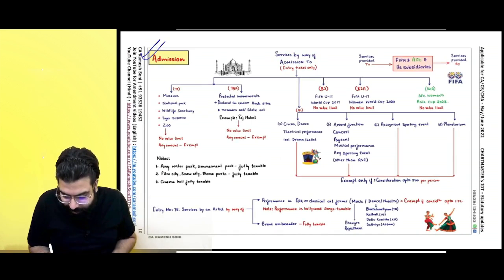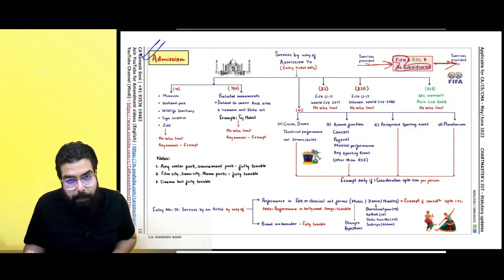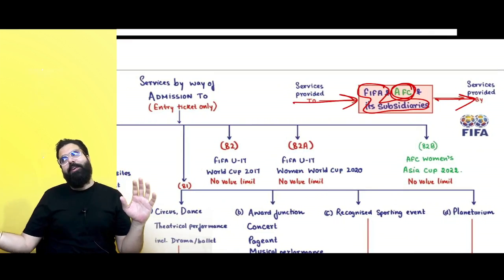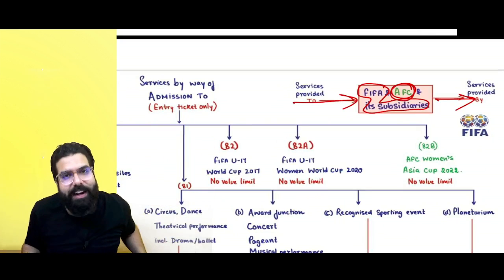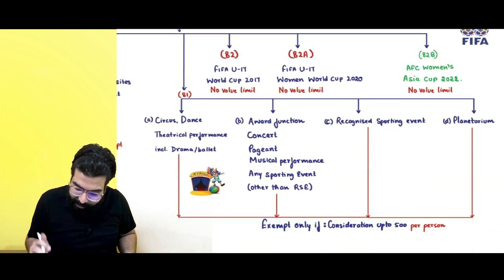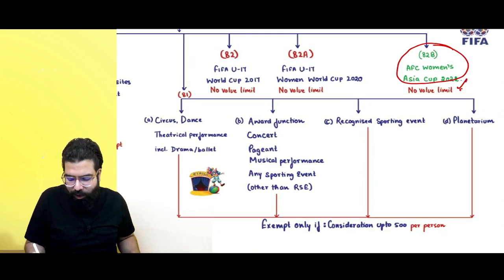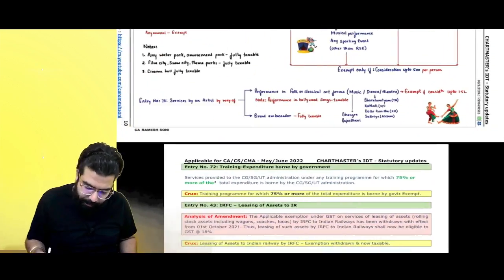If you can see, services provided to or by FIFA and its subsidiaries were exempted. Now AFC is also added. Services provided to AFC and its subsidiaries, or services provided by AFC and its subsidiaries, shall be exempt. Okay, sir. When tickets are also being sold, there shall be no GST, no value limit. Even one ticket of 1 lakh rupees sold, also no GST. Done, sir. Point is clear.